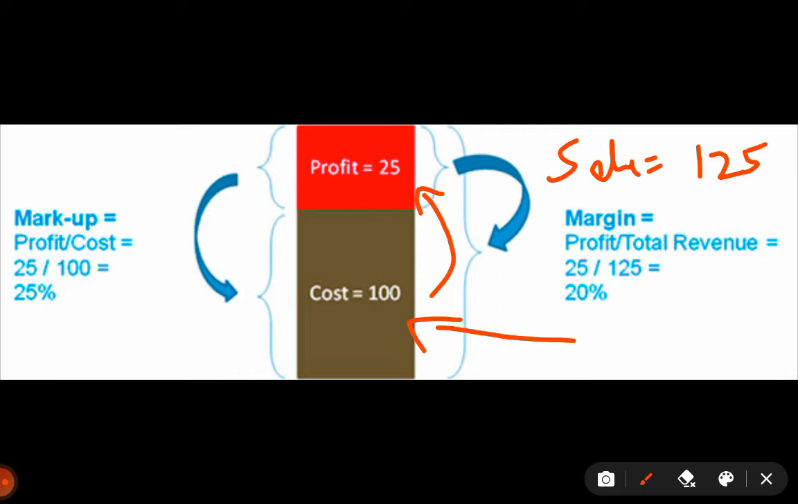Now there are three values available to us. Number one is cost, which is 100. Number two is profit, which is 25. And number three is selling price, which is 125.